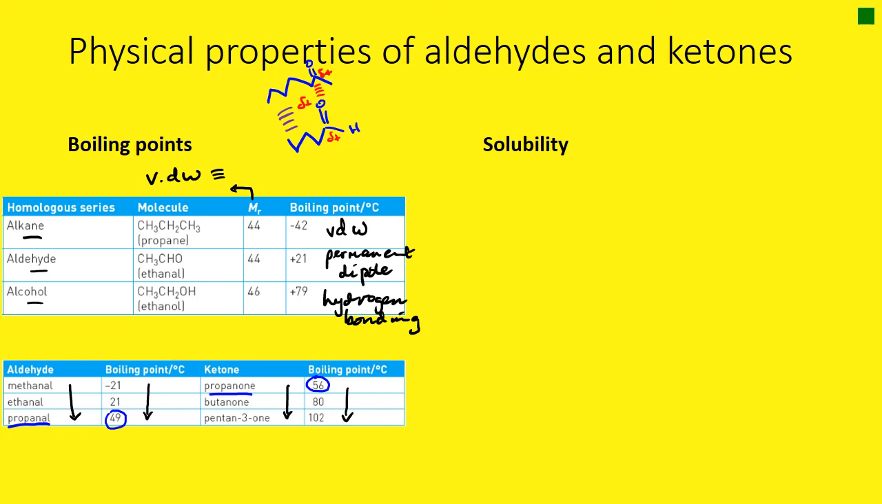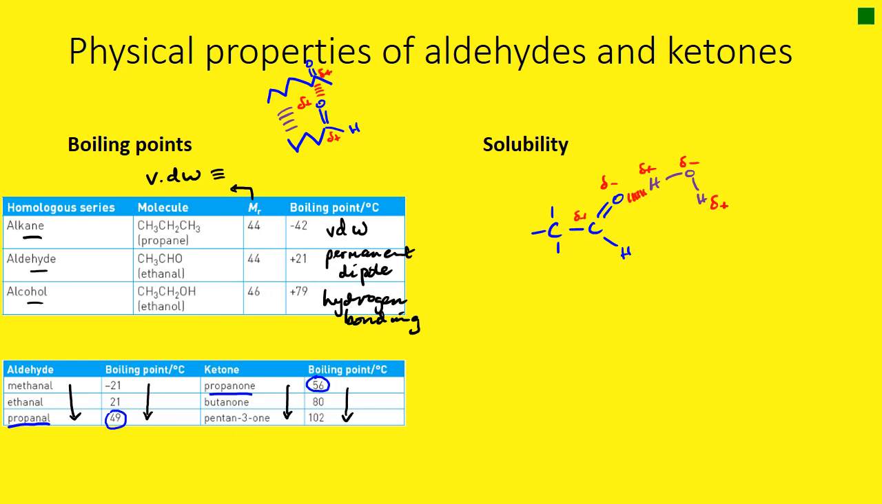Let's move on to solubility. The concept of solubility for aldehydes and ketones is the same as that we saw with alcohols, i.e. you've got hydrogen bonds between the aldehydes or ketones and the water molecules. So let's illustrate those hydrogen bonds first with an aldehyde. So we've got our aldehyde like this, and let's put our dipole in. And let's draw a water molecule with its dipoles.